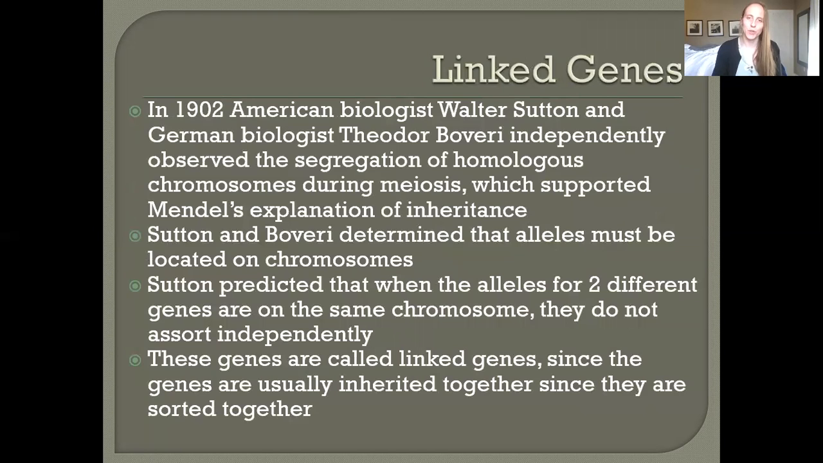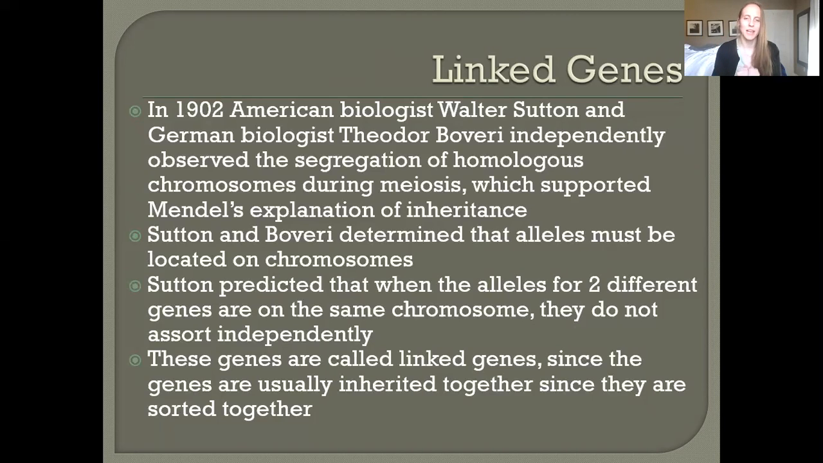In 1902, a biologist called Walter Sutton and another biologist called Theodore Boveri both saw that the segregation of homologous chromosomes was happening during meiosis, so that did support everything that Mendel was seeing with his pea plants. Those two scientists determined that alleles are located on chromosomes, which again are the different options for genes that are on chromosomes.